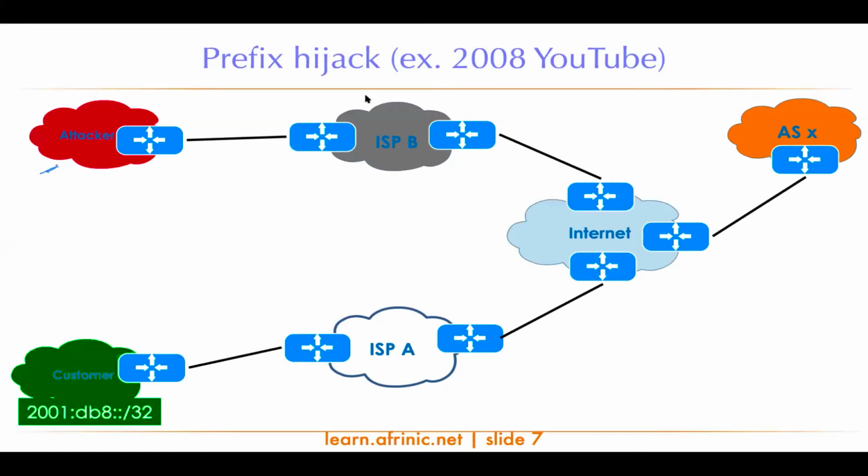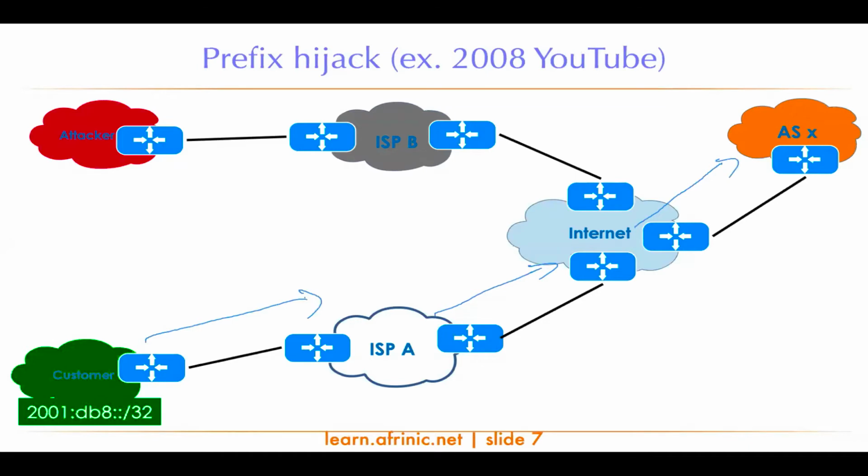So let's assume this is my network. This is the internet actually. So if this is the internet, and let's say I am a customer, and I am having prefix 2001:DB8::/32, I will make that prefix available to the internet through my upstream provider, which is ISP. So I will send a BGP advertisement to my ISP. My ISP will push that BGP advertisement to the internet, and it will eventually get to ASX.